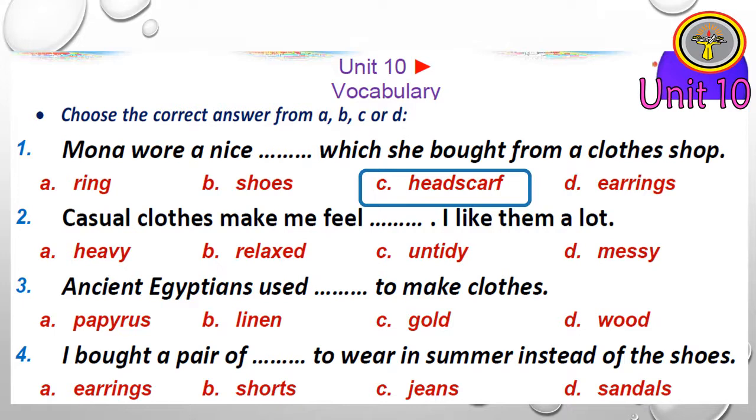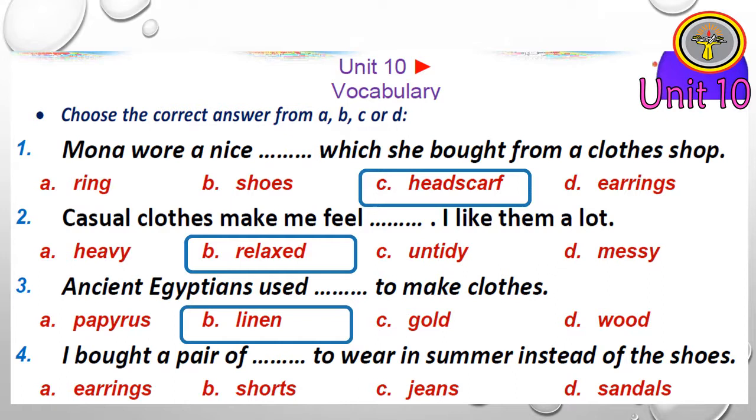Number 2, casual clothes make me feel space. I like them a lot. Of course, casual clothes make me feel relaxed. Number 3, ancient Egyptians used space to make clothes. Ancient Egyptians used linen to make clothes. Number 4, I bought a pair of space to wear in summer instead of the shoes. I wear a pair of sandals.